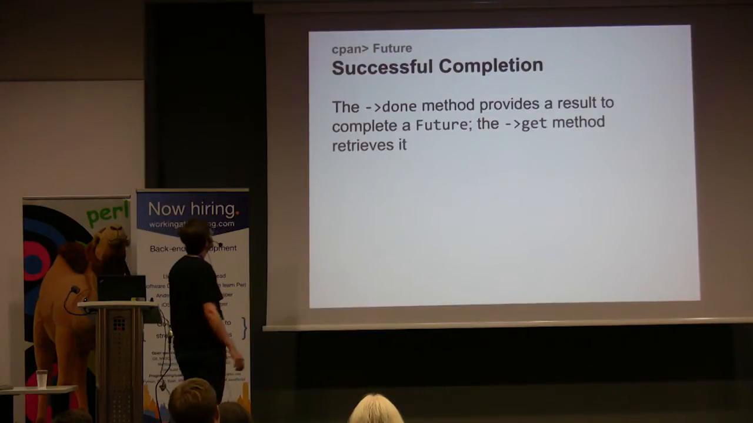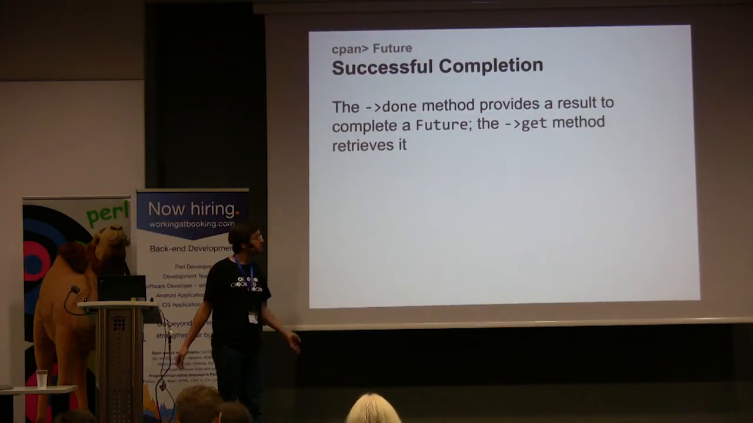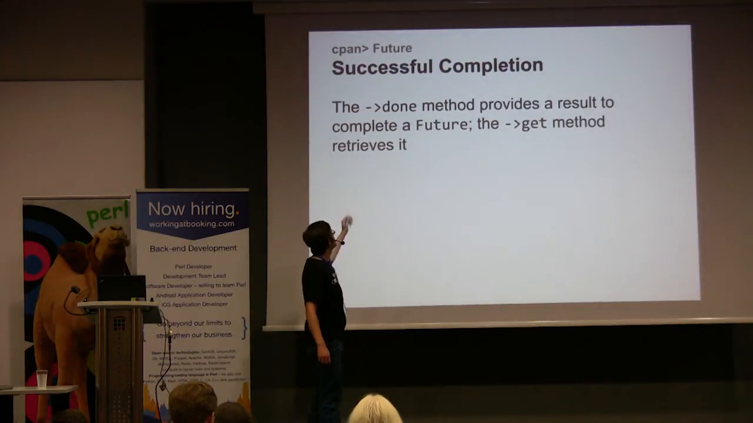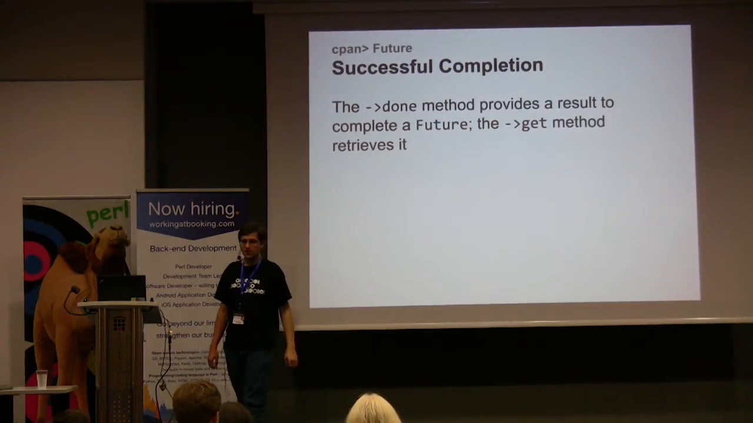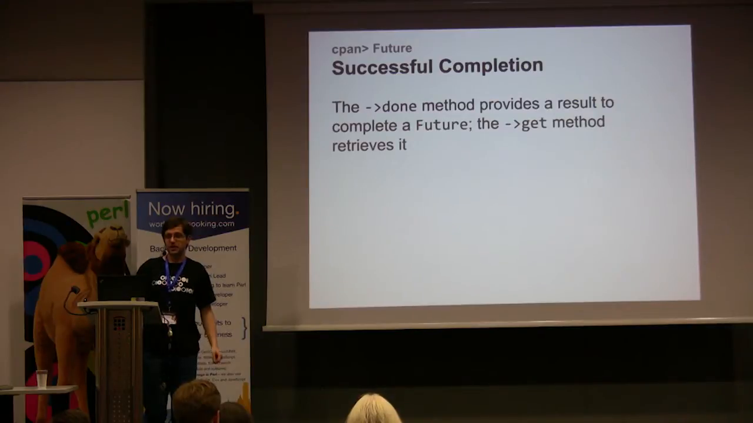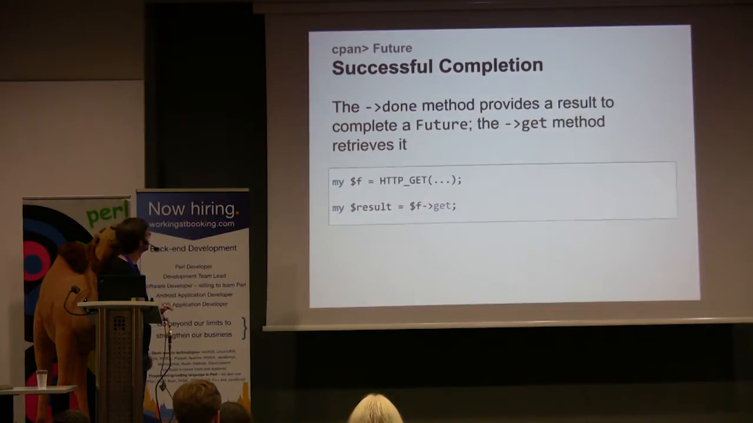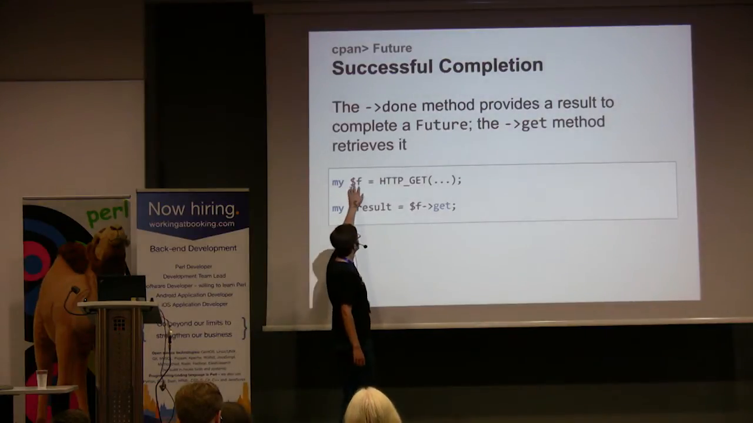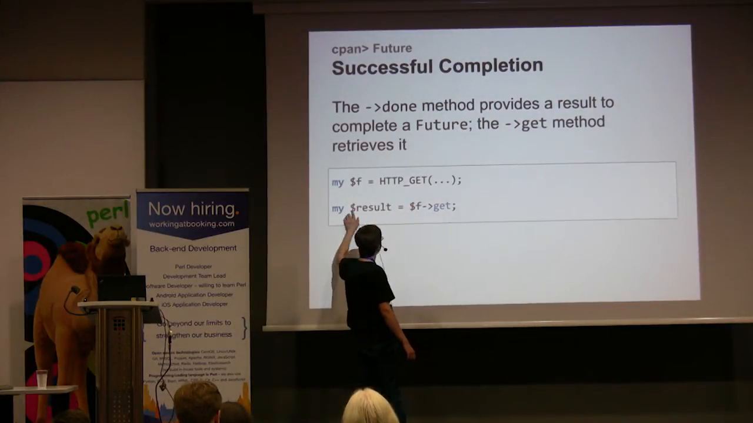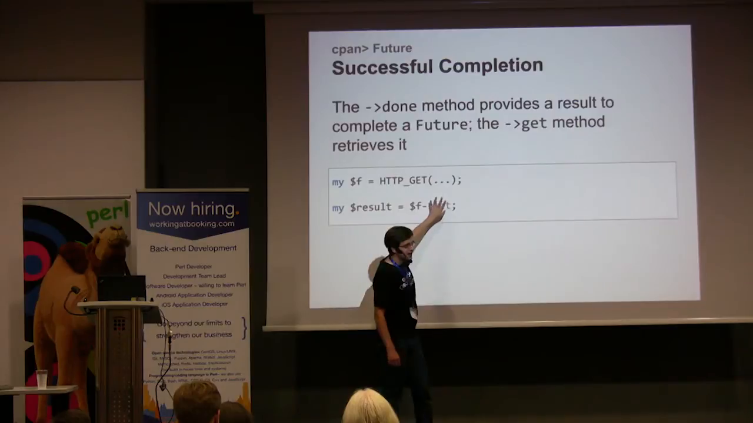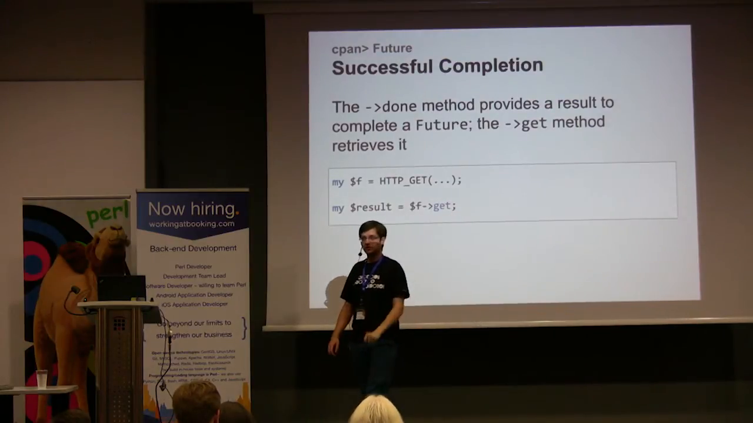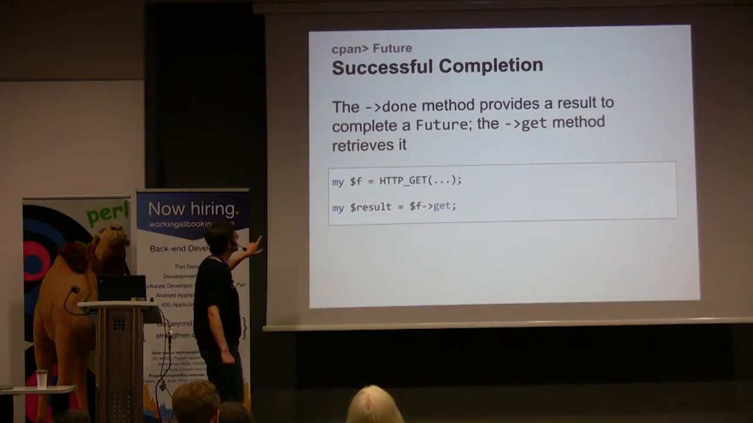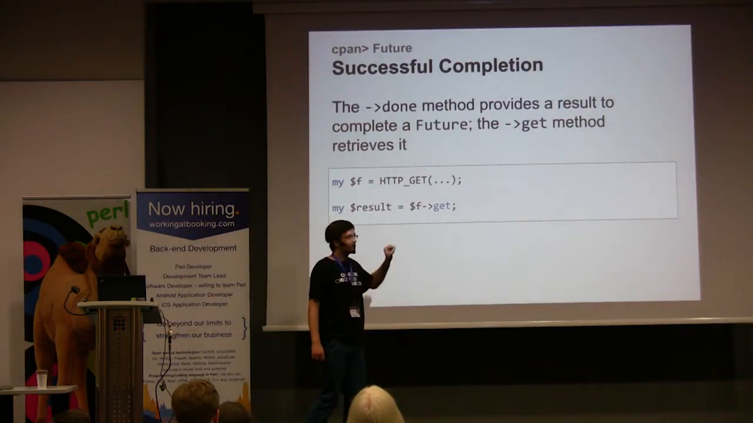So normally, ideally, things are going to succeed. So you call the done method, you provide the result. The caller is probably going to call get on the future. So it's going to look like this. We get a future back, and then the caller, at some point, is going to call get, and get will wait for a result to be ready. So this is the first time that you see the magic is a little bit more than just a list of callbacks.